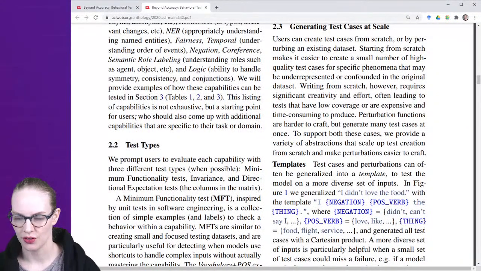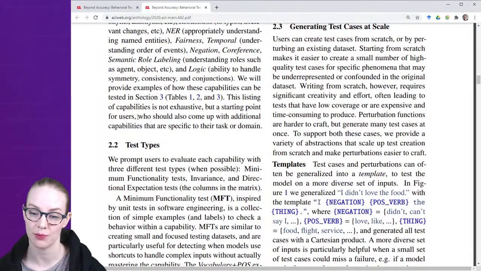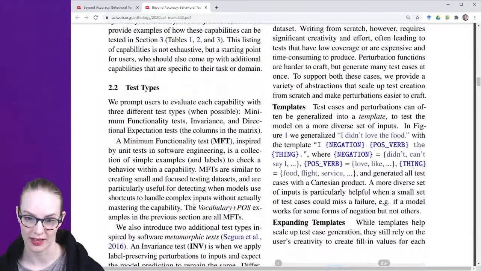We prompt users to evaluate each capability with 3 different test types when possible: minimum functionality tests, invariance, and directional expectation tests, the columns in the matrix. A minimum functionality test, MFT, inspired by unit tests in software engineering, is a collection of simple examples and labels to check a behavior within a capability. MFTs are similar to creating small and focused testing data sets and are particularly useful for detecting when models use shortcuts to handle complex inputs without actually mastering the capability.